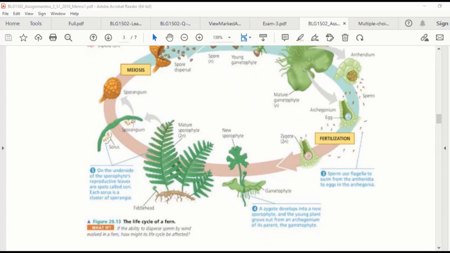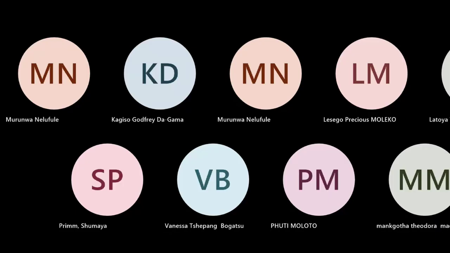All right, let's move on. Let me try to check the question for Manko. Going back to the groups of land plants, the question says name them.